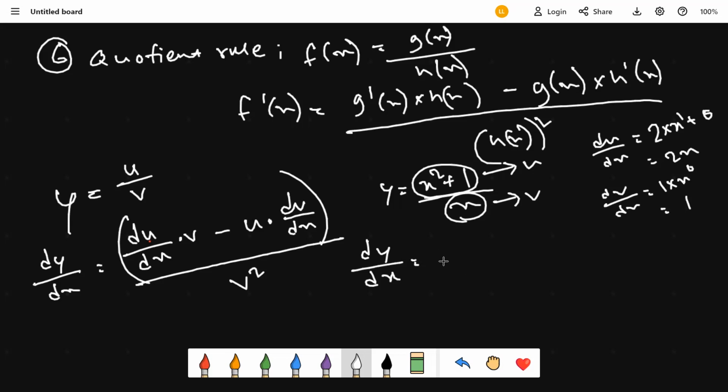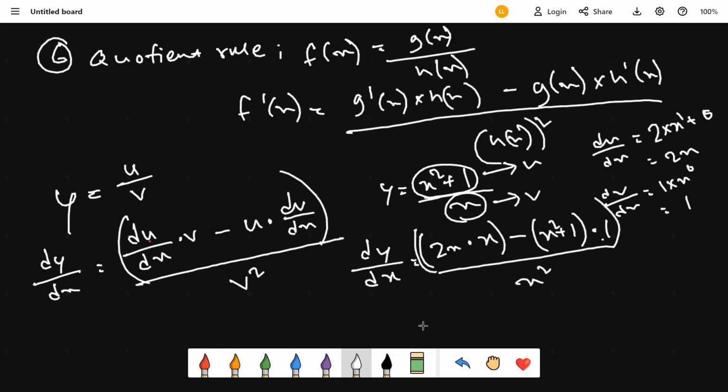So now placing them over here, du by dx is 2x times v, which in this case is x. Let's write multiplication as a dot. So 2x dot x, minus our u, which is x squared plus 1, multiplied with dv by dx, which is 1, divided by v squared, which in this case, v is x, so x squared.